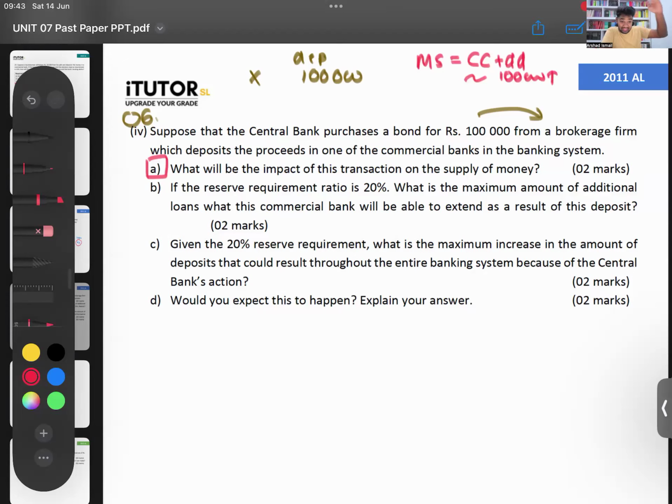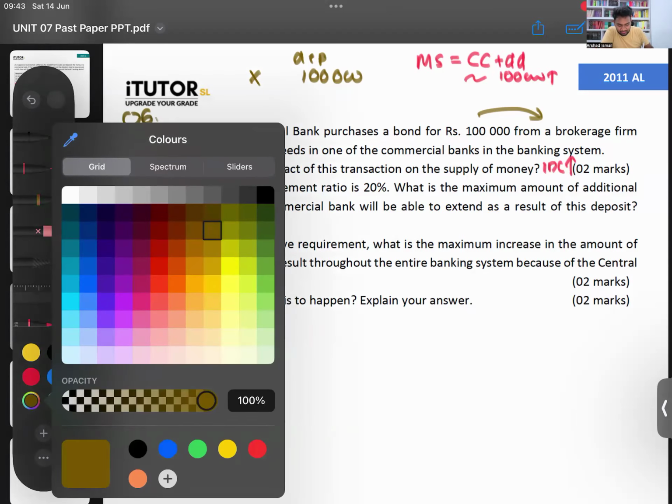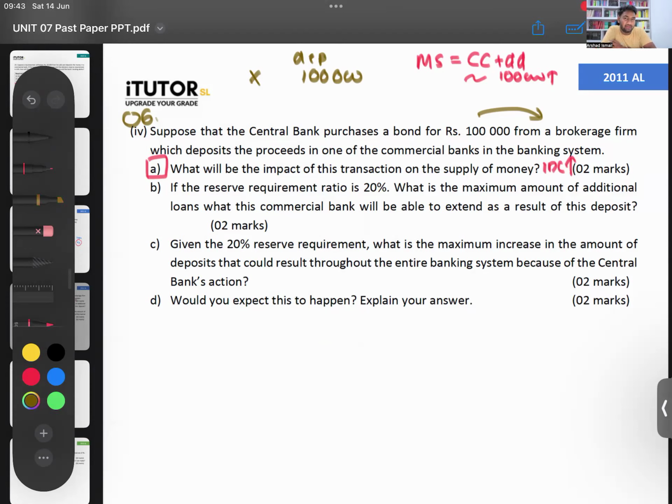But then as a result, what can happen to money supply? We don't know, because we don't know the SRR. The next part is telling you the SRR. So the question is asking, what is the immediate impact of this transaction on money supply? You can say immediately money supply will increase. If you want to give a number, I don't think they expect a number, but if you want, you can say it might immediately increase by 100,000. That is also okay. That's the immediate change, so immediately it goes up by 100,000.